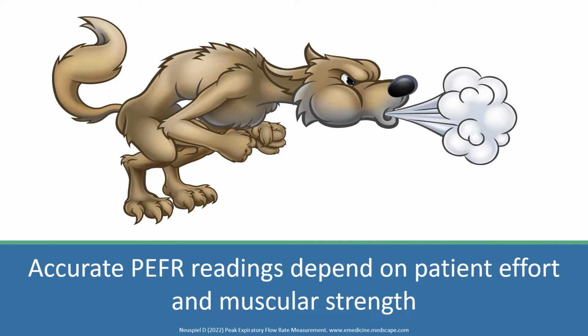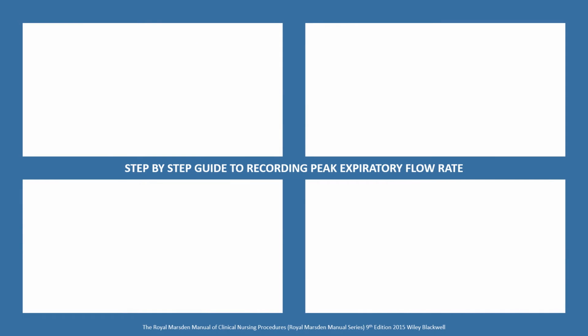The thing about peak flow is we've got to make sure that the patient performs the test properly, and accurate readings are dependent on patient effort and also muscular strength. So when you're asking a patient to perform peak flow, you need maximum effort. They've got to blow really fast from the very beginning. Otherwise, you can't really trust the test result. So I'm going to do a very quick step-by-step guide to recording peak flow in such a way as to maximize the accuracy of those results.